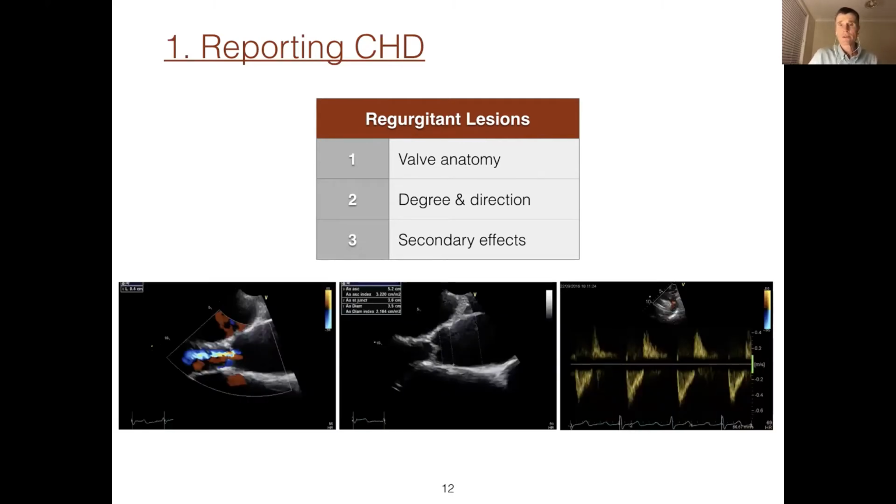So regurgitant lesions this time. Similarly, there are three things that generally we want to focus on, and one recurring theme here obviously is that for any of the lesions related to the valve, whether they be stenotic or regurgitant or a mixture of both, you want to talk about the anatomy of the valve, because that's very much related to the cause, obviously. And then as well, you want to talk about the degree of regurgitation and the direction of the regurgitant jet and any secondary effects.